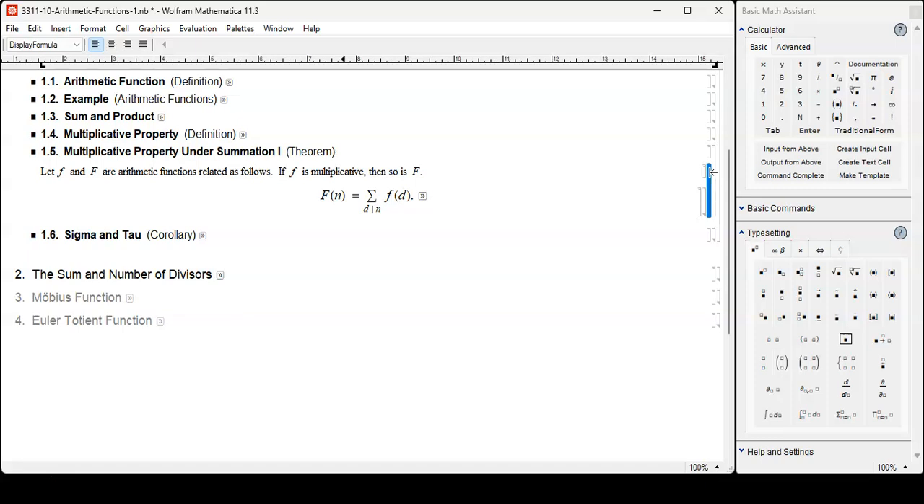Let small f and capital F be arithmetic functions related like this. Capital F of n is the sum of all small f of d, where d is a positive divisor of n. Here I used only d dividing n, the divisor, but the positiveness goes without saying because all those arithmetic functions are defined for positive integers.